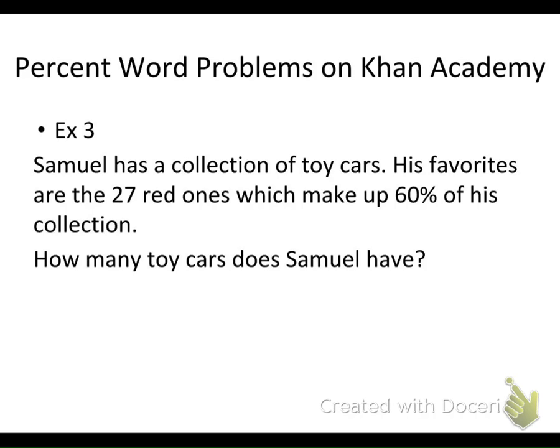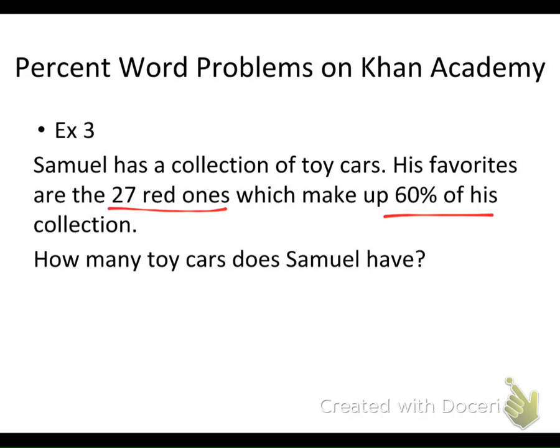Example number 3. Samuel has a collection of toy cars. So he has a whole collection of toy cars. His favorite out of the whole collection of the cars are the 27 red ones, which make up 60% of his collection. How many toy cars does Samuel have? So what number are we trying to find out here? What are we trying to find out? The total amount of cars he has.